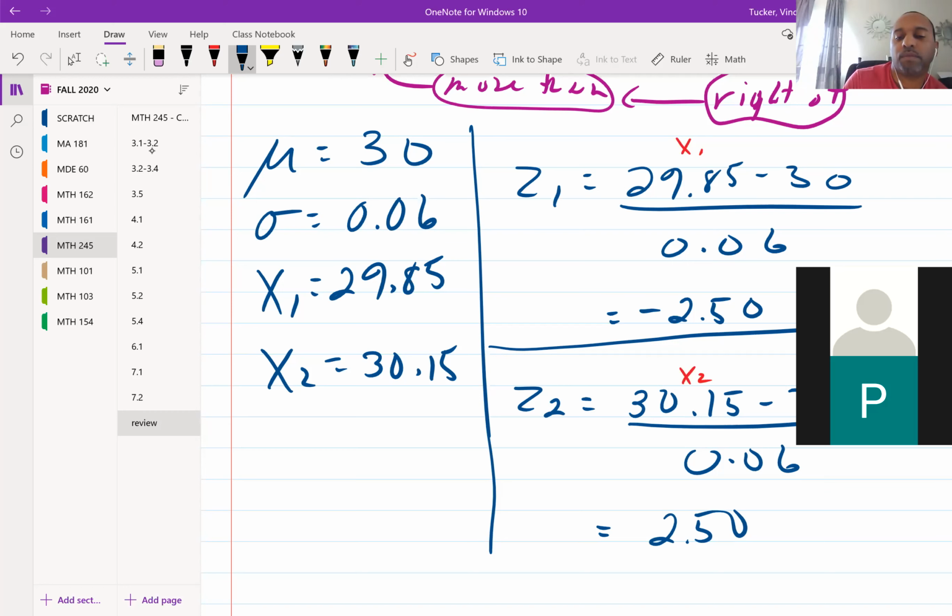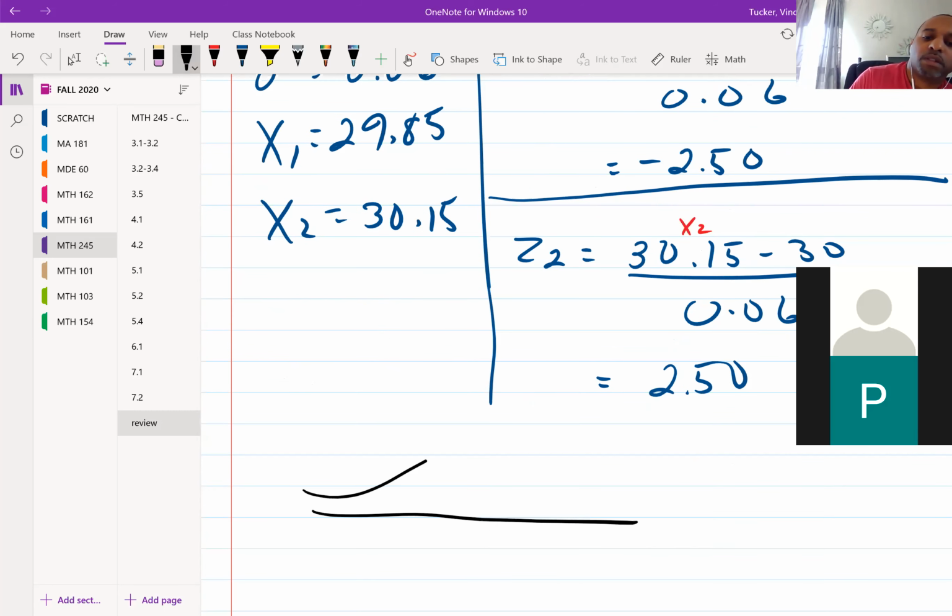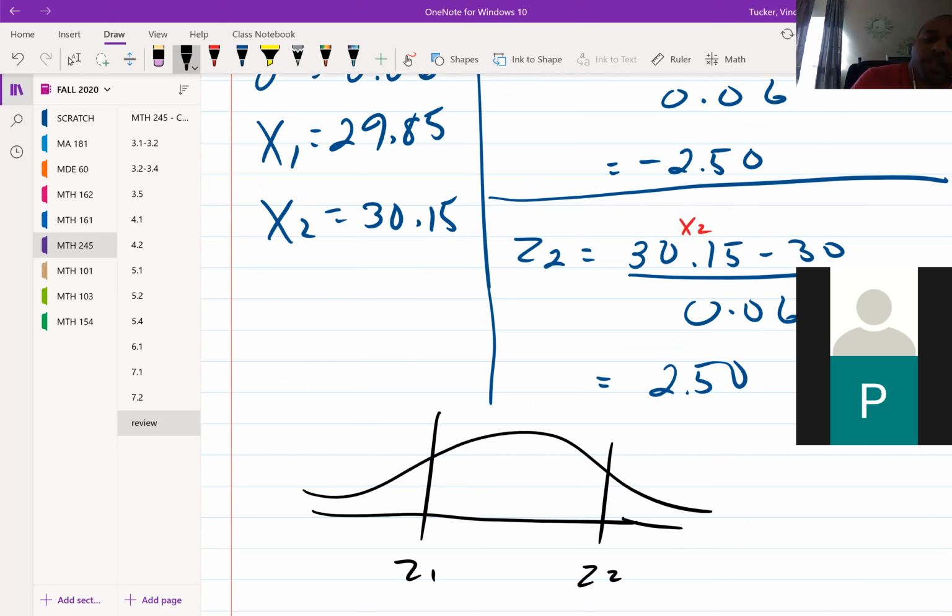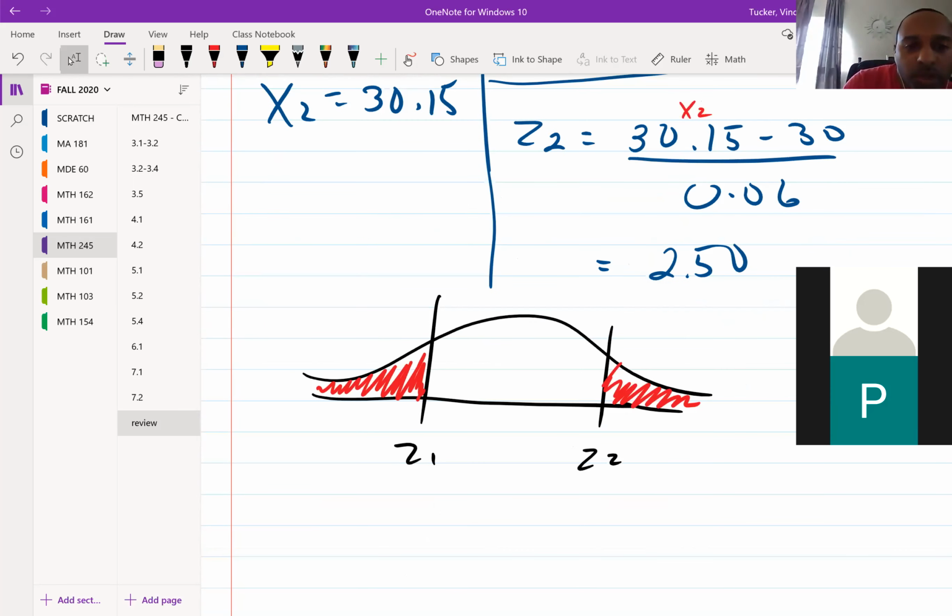All right. So when we look at our bell-shaped curve, we're looking at z1 and z2, and we want to know less than or shorter than z1 and greater than z2. Those are the pieces that we want. So go to the z-score chart. So negative 2.50 gives 0.0062.